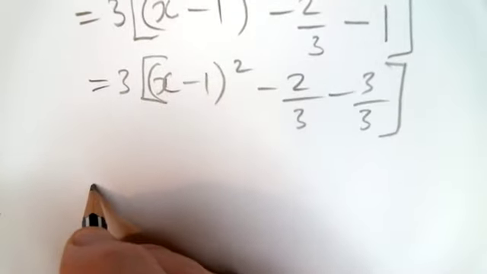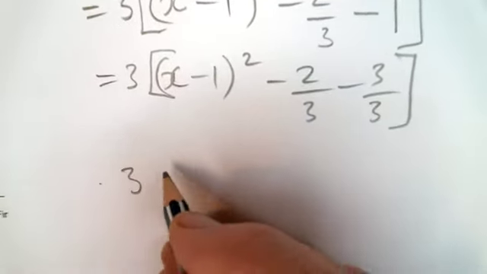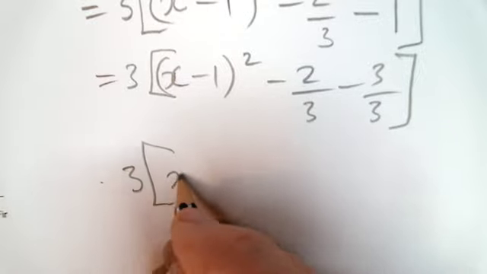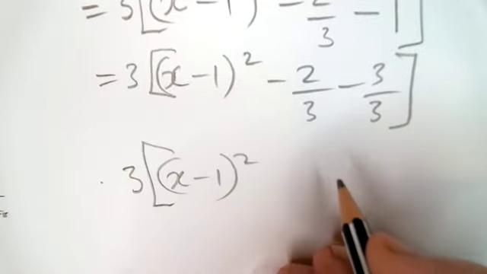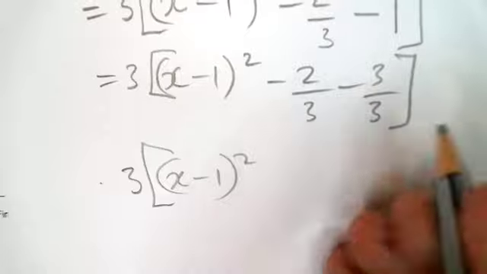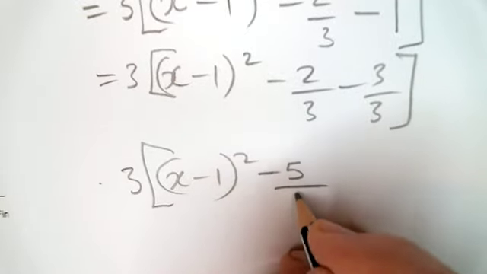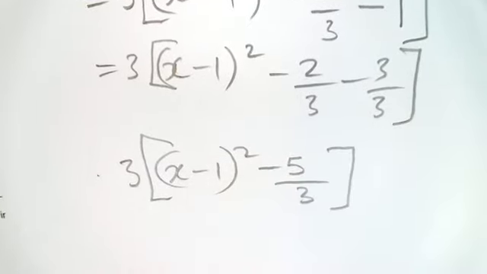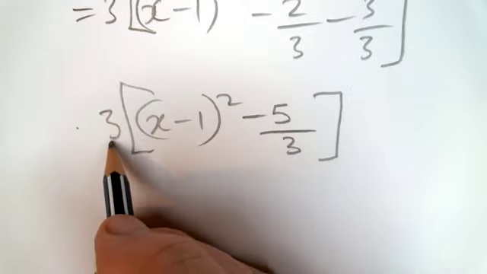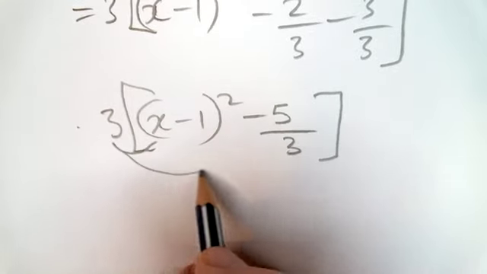So what I've ended up with here, and this is where the rubber meets the road, as it were. I've got my x minus 1 all squared. That's my square. I got negative 2 minus 3 is negative 5 on 3. So now I'm pretty much there. I'm going to multiply this by 3. I'm going to multiply this by 3.